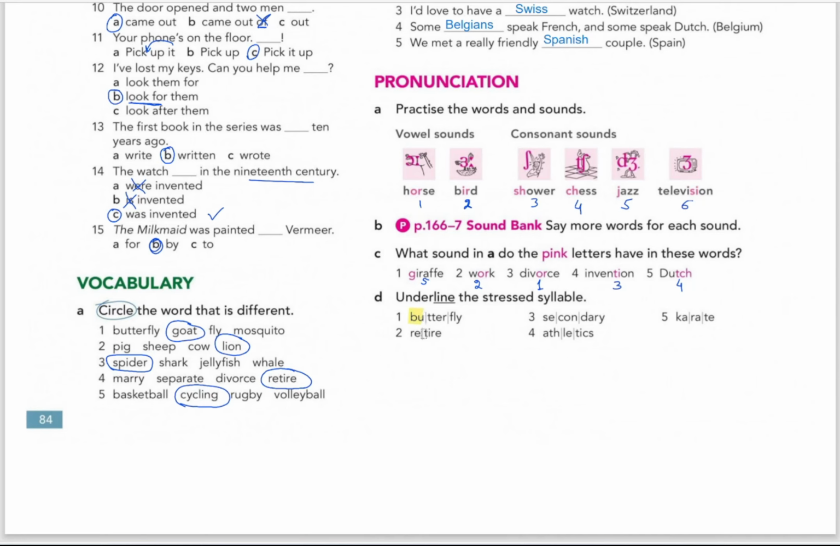Retire, second syllable. Retire, as you might feel, the second syllable is pronounced louder. Secondary, so that would be the first. Athletics, second syllable. And then we've got karate, second syllable taking the stress. And that's it. So we've finished page 84.